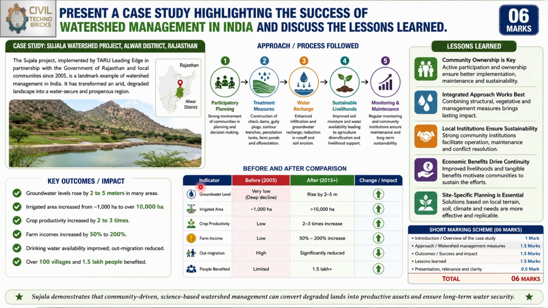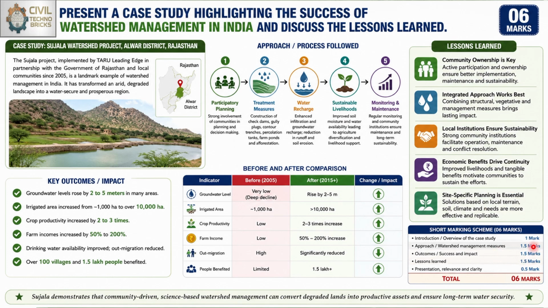So each and everything based on that indicator, we have to write and we have to suggest. So this is the actual application or case study which teaches the concept of watershed delineation or sustainable approach, and we have to write the answers accordingly. So lessons learned: community ownership, integrated approach, local institutions and their participation, economic benefits, and then site specific planning, which is the most important and essential thing.